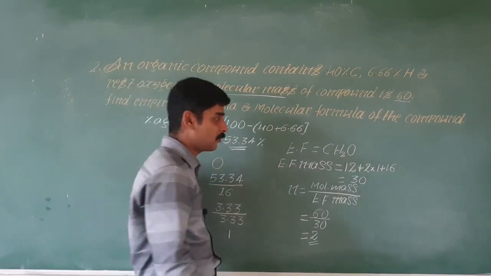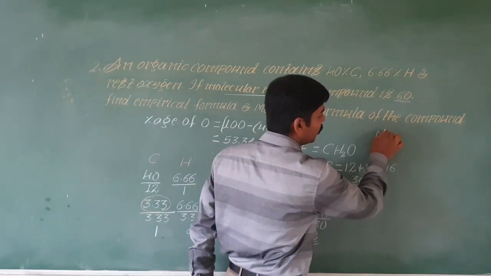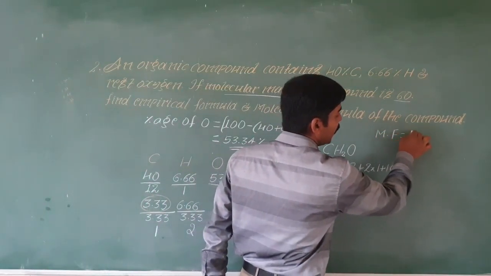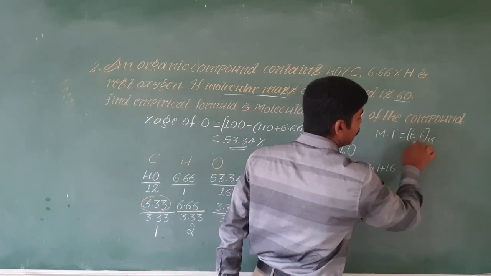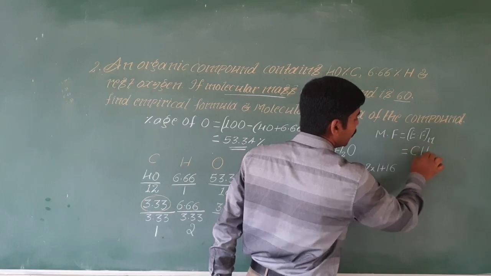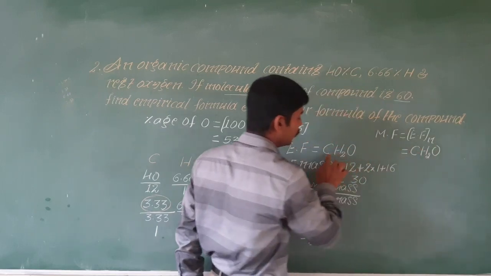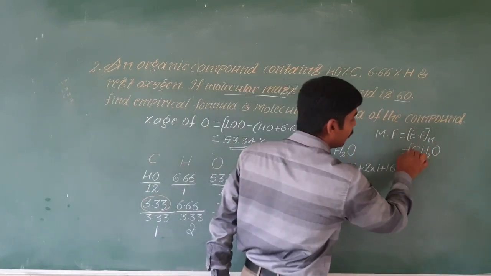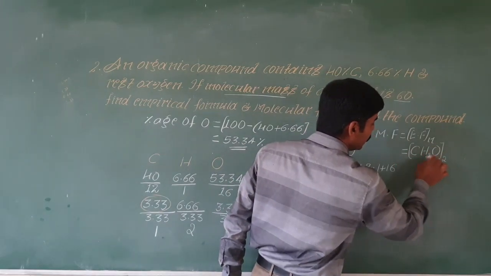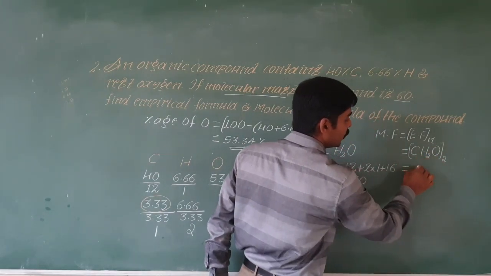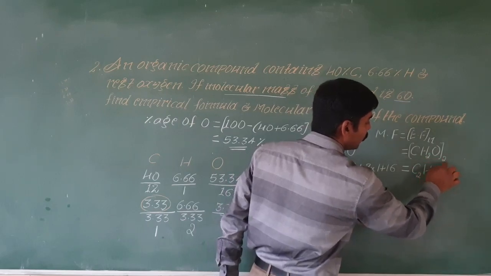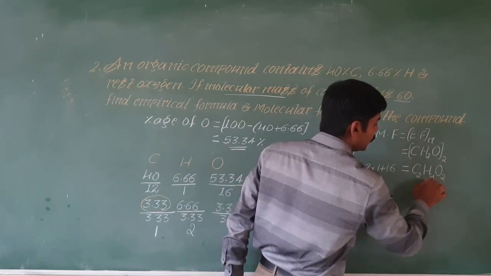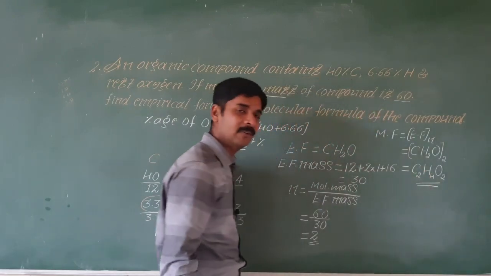So what is the molecular formula of a compound? Molecular formula is equal to empirical formula into N. Empirical formula is CH2O and value of N is 2. So multiply this: 2 ones are 2, 2 twos are 4, 2 ones are 2. So this is the molecular formula of the compound.